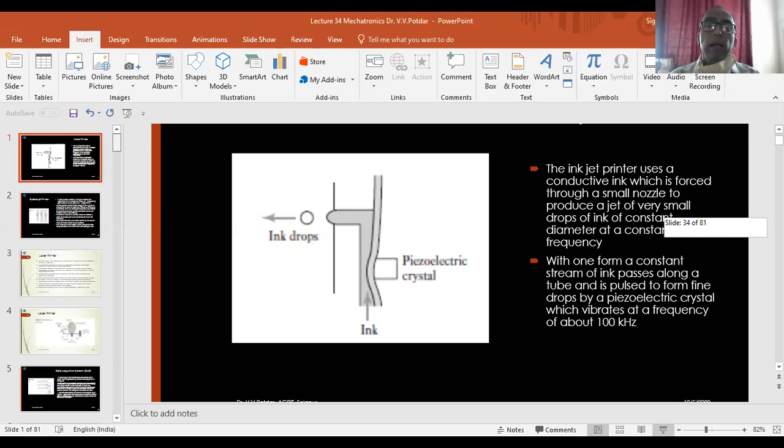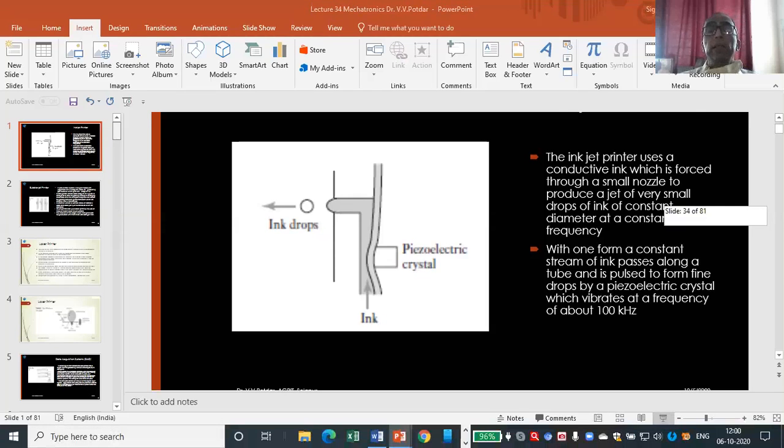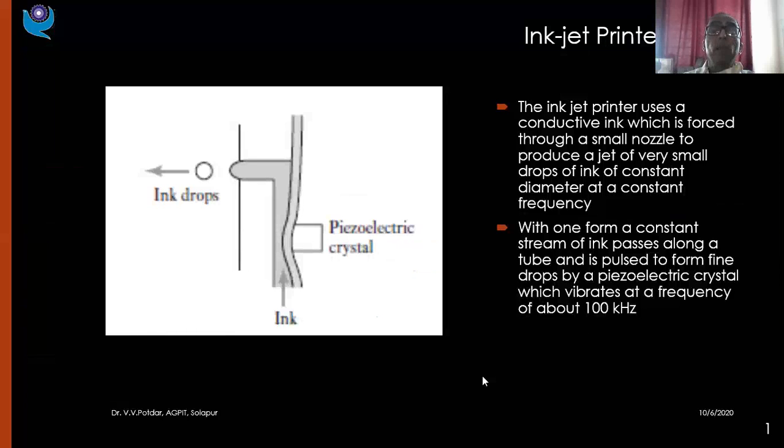Okay, good morning, everybody. Last class we started off with the printers. We studied the dot matrix printer in the last class. Today we shall see how the inkjet printer, bubble jet printer, and laser printers work. Remember, these are our data representation elements, isn't it?